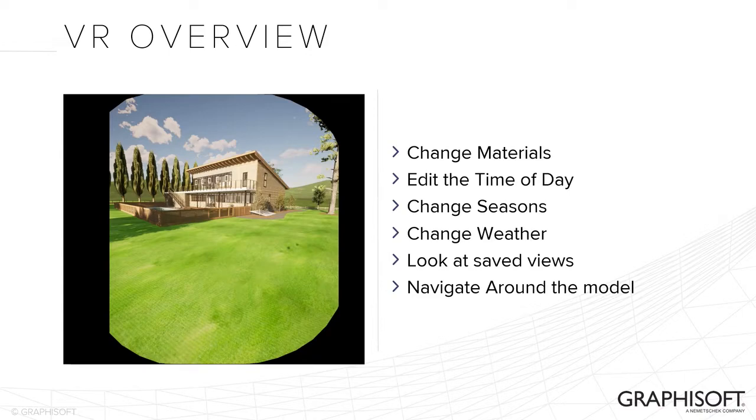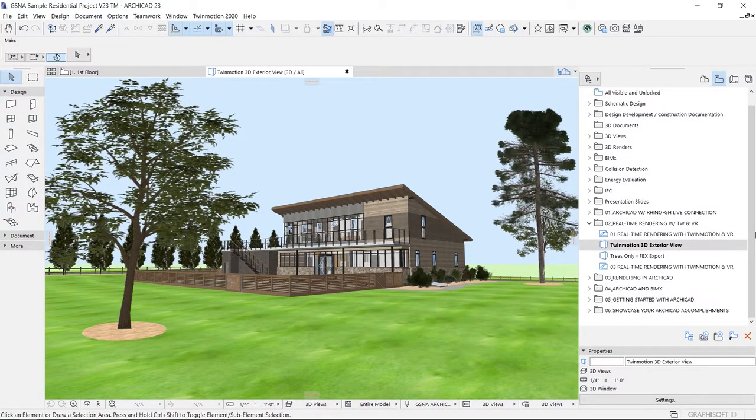And now let's take a look inside of ArchiCAD and Twinmotion. As you can see, I have a 3D window already open, so you want to make sure you create one and assign a layer combination so you can quickly adjust elements that you want to see visible.